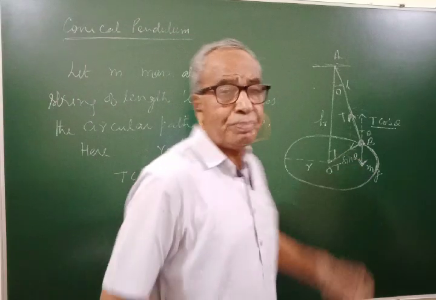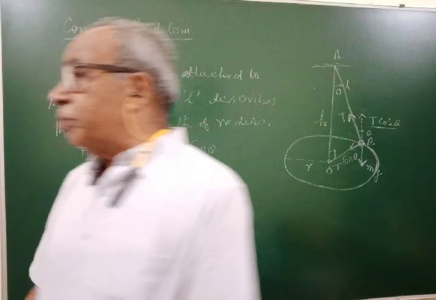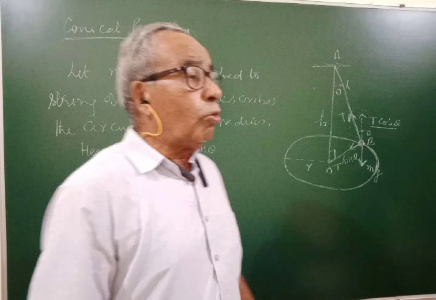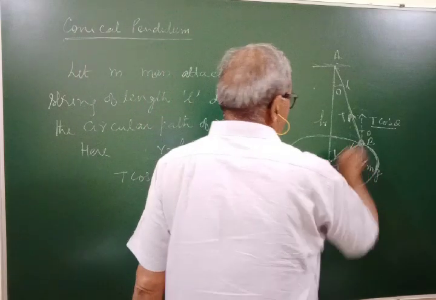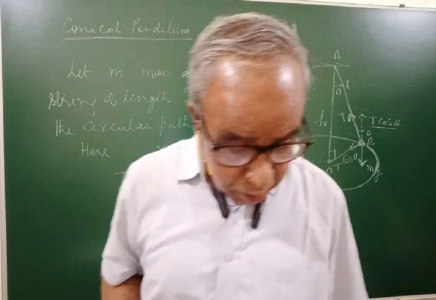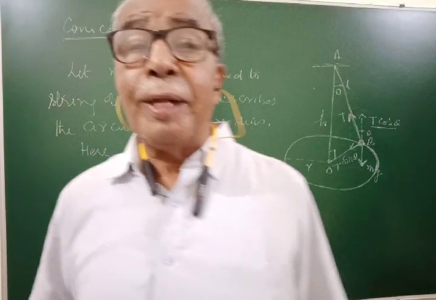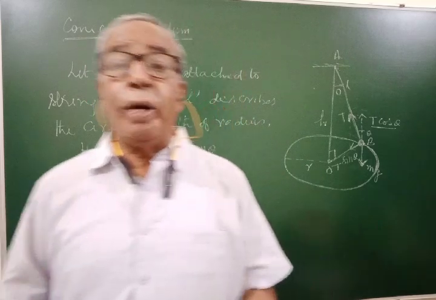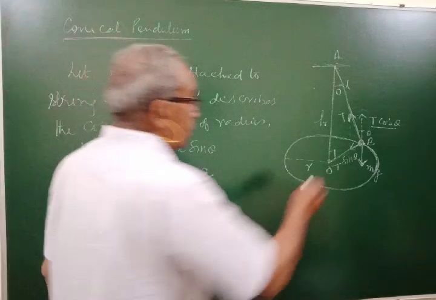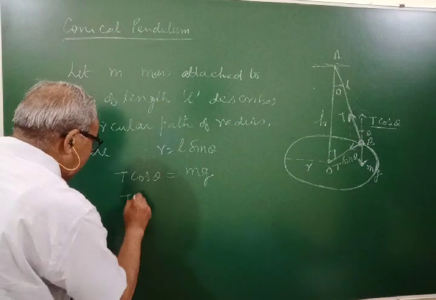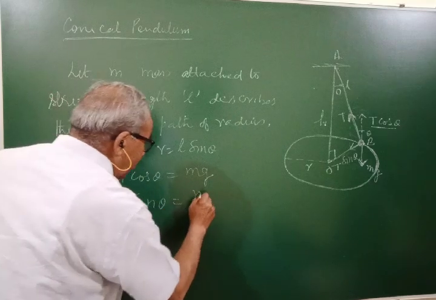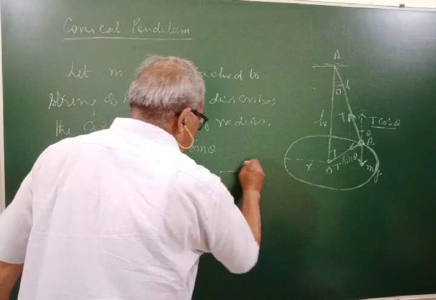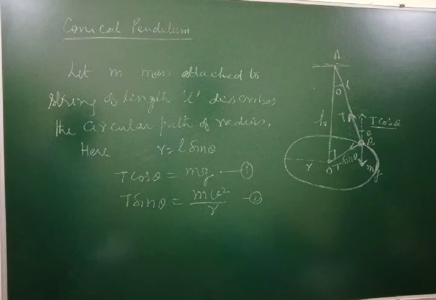While T sin theta, I told you, to move on a circular path, a body needs centripetal force. So from here the body will get centripetal force, and I have told you in the last video that centripetal force is the force required to change the direction only. So who will provide centripetal force? T sin theta. So T sin theta is equal to mv square by r. Equations 1 and 2, I think it is very clear.